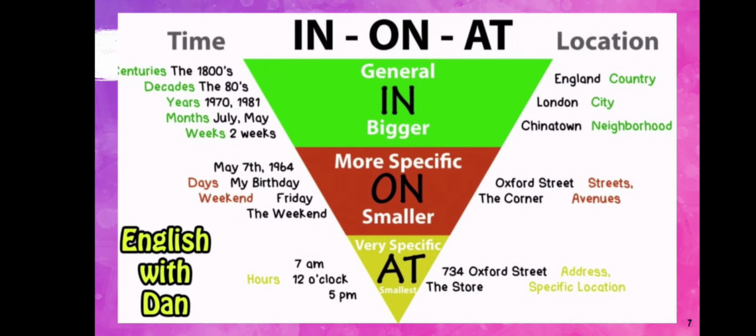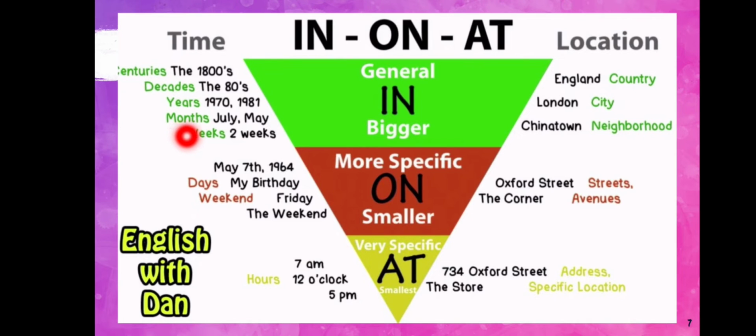Dear children, here you can see a pyramid of the prepositions of time and location. In the pyramid you can see "in" is used for time. How is it used for time? When you say the centuries, like in the 1800s, and when you talk about the decades, you can use in the 80s, right? Before years we have to use in: in 1970, in 1981.